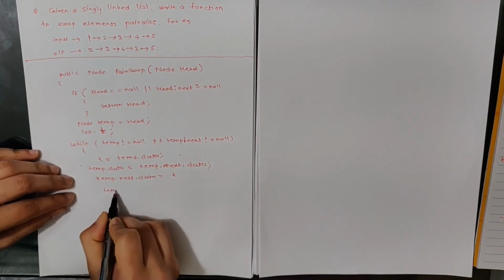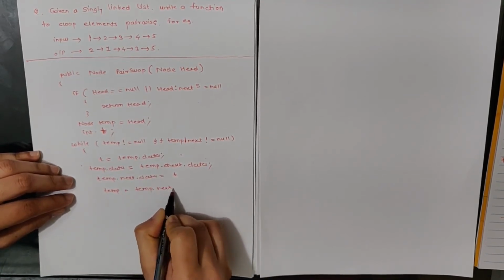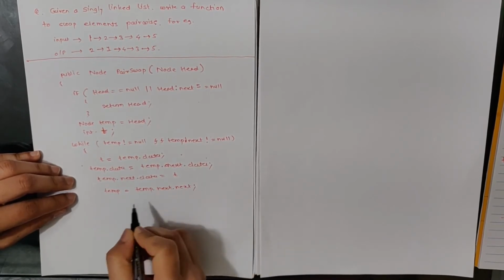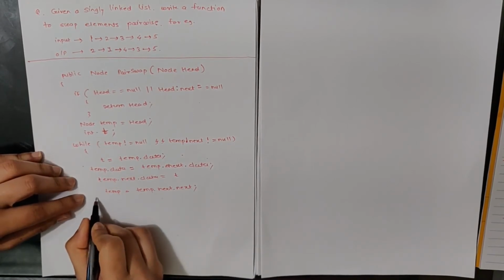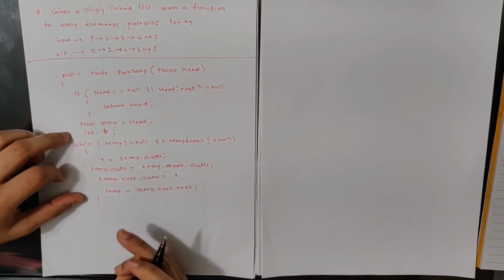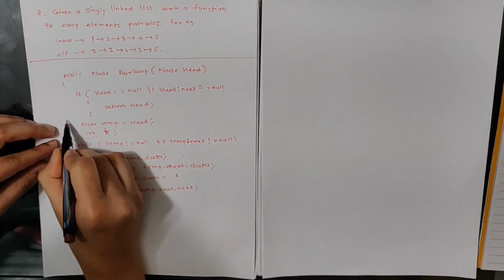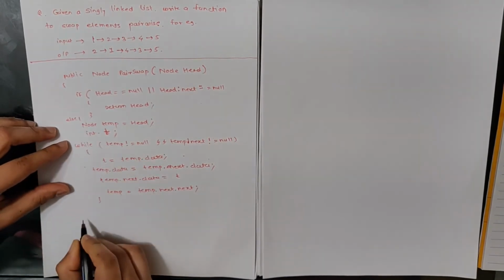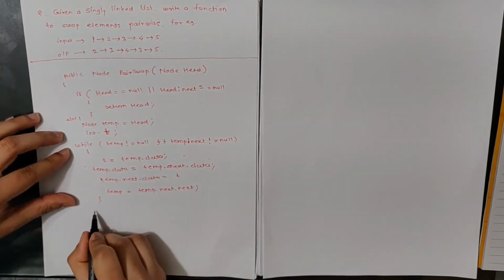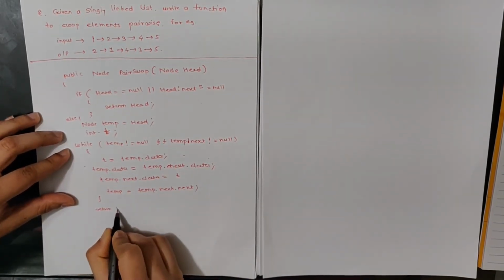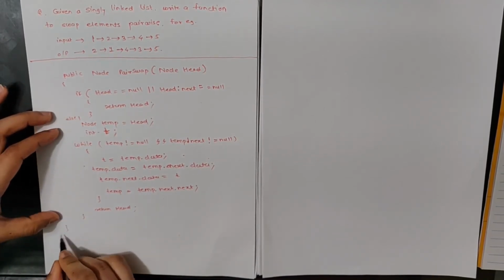Now we will assign temp is equal to temp of next of next, because we are swapping pairwise. That's why we are moving the pointer two nodes ahead. After that, this completes the while loop, and after completing this, here should be the else part. In this else part we have this program, and after this we will return the head node, and here completes this else part, and here completes this function.